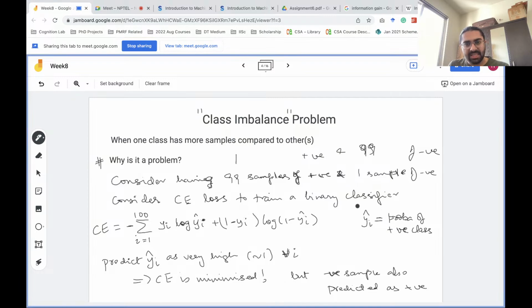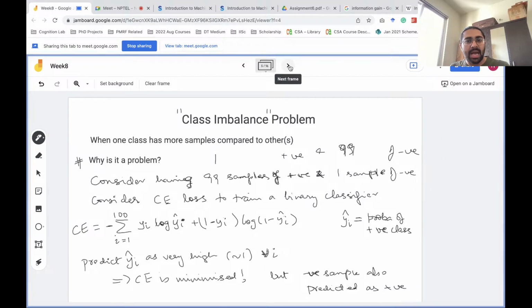The only one example, or only one of the values among this, will actually have some high value, which is fine for the binary classifier. Because it's saying, okay, overall I want to minimize, so if I just predict this, I will have some sort of a minimum CE loss. But what's happening though? It's basically predicting the negative sample also as a positive sample, or also as the positive class.